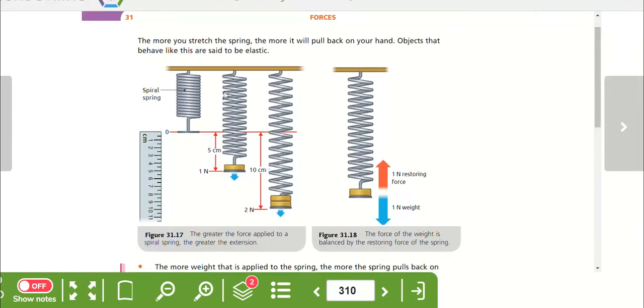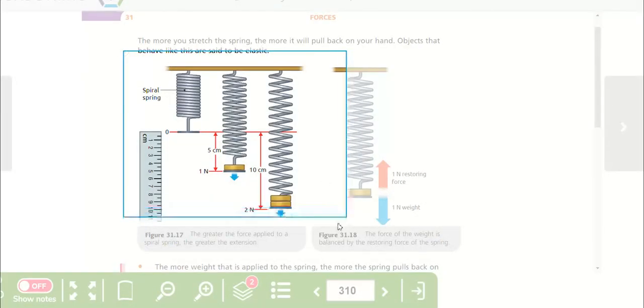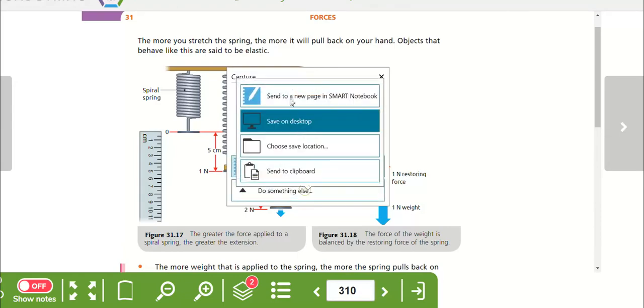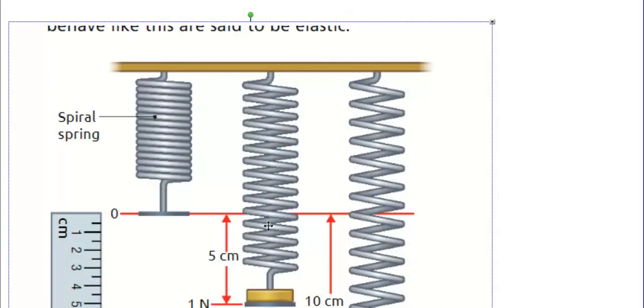Okay, so what happens is when you get a spring, you put a weight on it, the spring extends by a certain amount. So if you put a 1 newton weight onto a spring, it might extend 5 centimeters. This means 2 newtons should probably make it go 10 centimeters. Okay, the more stretched the spring is, the harder it pulls back. Let me show you what I mean by that.